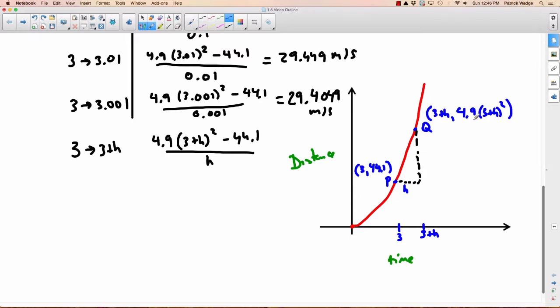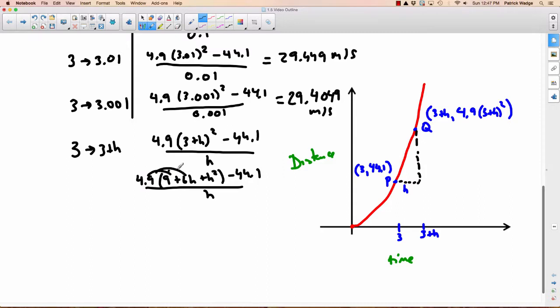To get the change in y, you'd have 4.9 times 3 plus h squared minus the y value here, 44.1. And then to get the change in x's, you do 3 plus h minus 3, which just leaves you with h. So whether you do it algebraically or use it with our table here, it's working. So let's keep solving this here. We're going to have to square 3 plus h. So we get 4.9 times 3 plus h squared, which is 3 squared is 9, and then we're going to have 6h, right? Remember, we're doing 3 plus h times another 3 plus h, and then we have h squared. We're going to subtract 44.1 and divide it all by h.